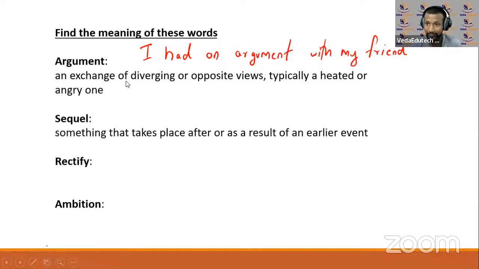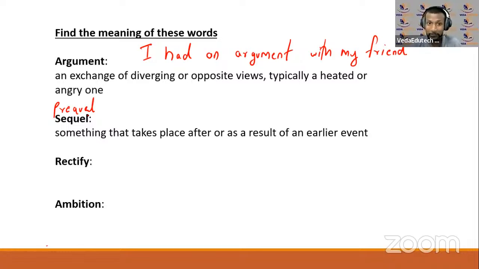Now next one, sequel. I hope you have done that. आप लोग sequel के साथ भी you have made the word meaning. Sequel क्या होता है? Something that takes place after or a result of an earlier event, उसके बाद जो हो रहा है. इसका sequel का opposite क्या होता है? I think you know, right? Prequel, right? Prequel, sequel and prequel, ठीक है. Sequel बाद में जो हो रहा है, prequel उसके पहले आ रहा है, right?